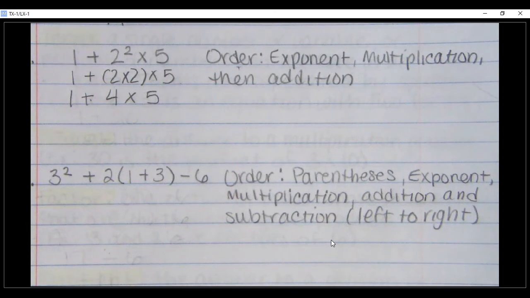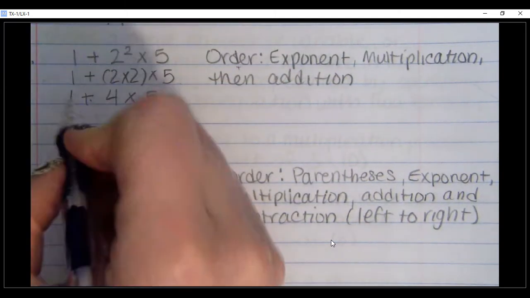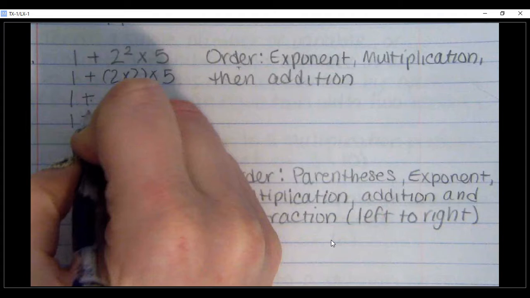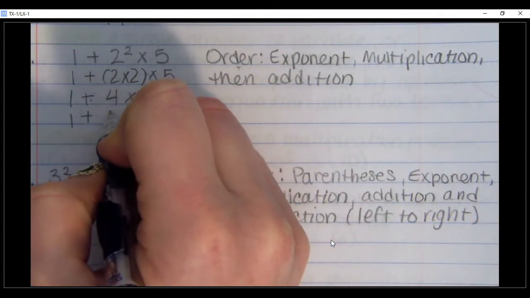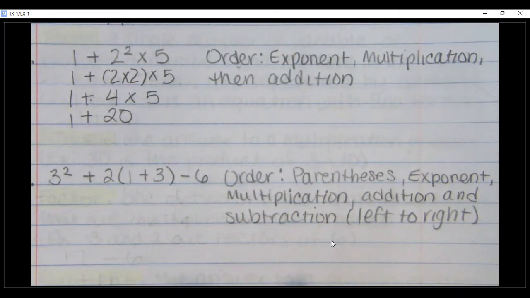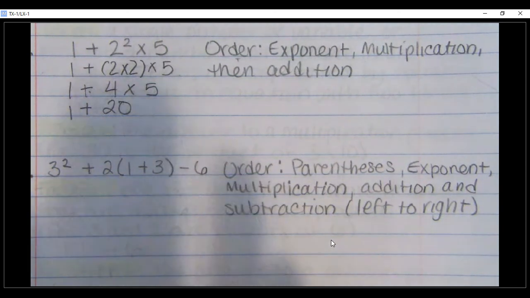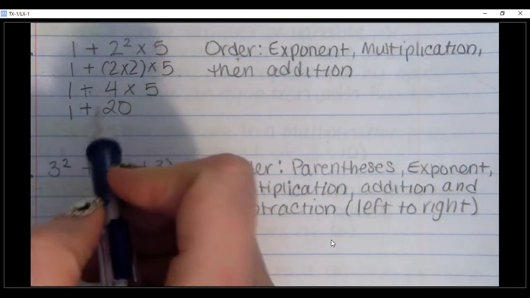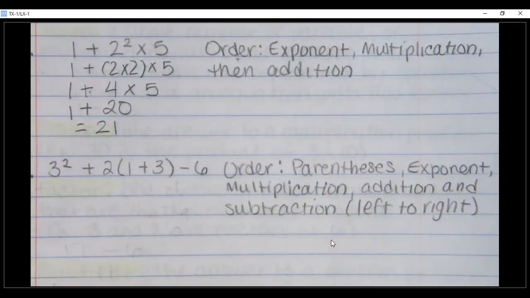Okay, so I did my exponents. My next is my multiplication or division, working from left to right. I only see one multiplication problem, so I'm going to do that first. I'm not using this 1 plus yet, so I just brought it down. And 4 times 5 is going to be 20. Finally, I'm able to do my last steps, which is addition or subtraction. There's only one addition problem, so 1 plus 20 will give me a final answer of 21.